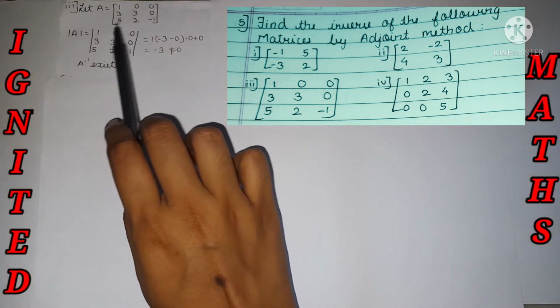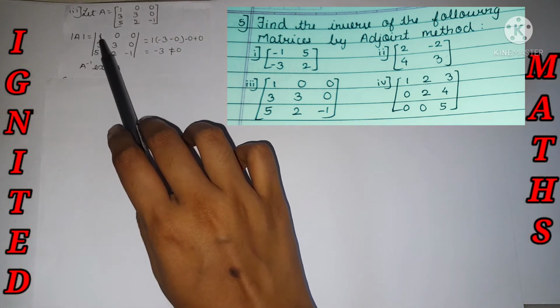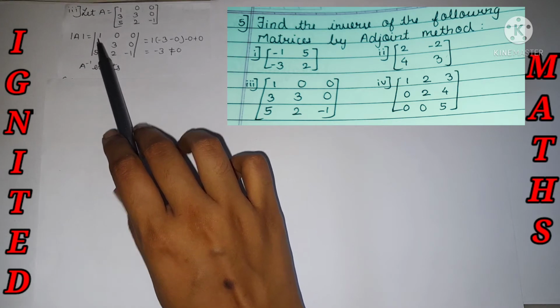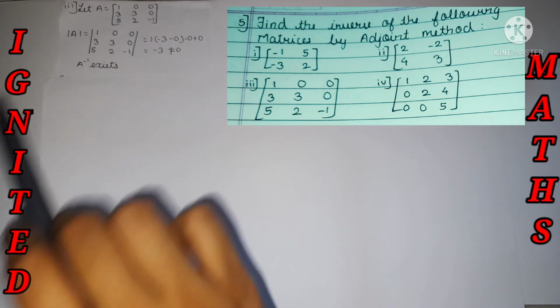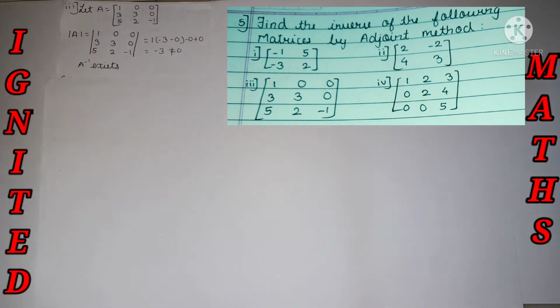It's nothing but 0 over here, so no need to worry. Just take the value of the A11 element, hide the respective row and respective column, multiply the diagonal elements, and we will get the answer. It's not equal to 0, so A inverse exists. So we can find the value of A inverse.